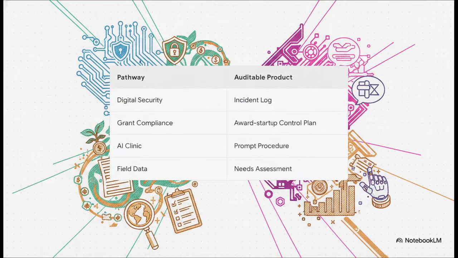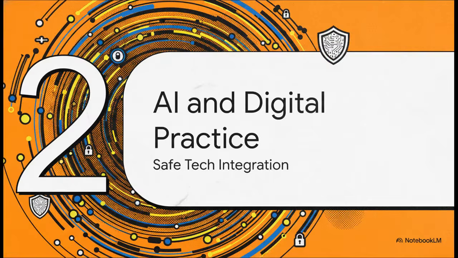Now, what's really interesting about this is the concrete proof of that philosophy. Look at what learners are actually producing here. In the digital security pathway, they build a real incident response log. For grant compliance, it's an award startup control plan. In the AI workflow clinic, they're developing a prompt operating procedure. I mean, this is practical governance you can literally use on day one. Learners are walking away with exact templates and work products that they can implement immediately to ensure their organization is ready for anything.